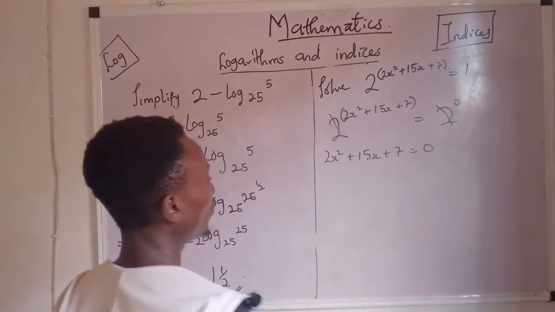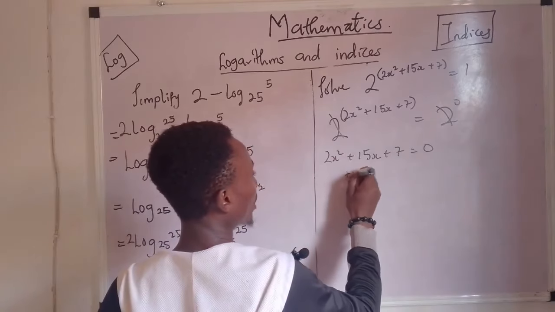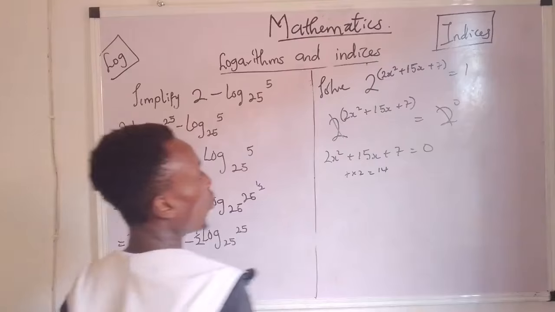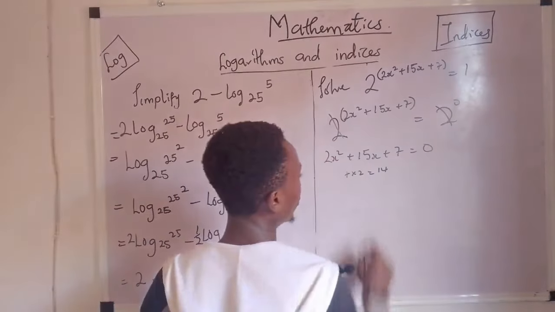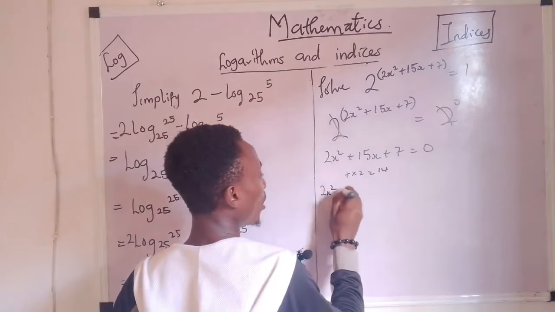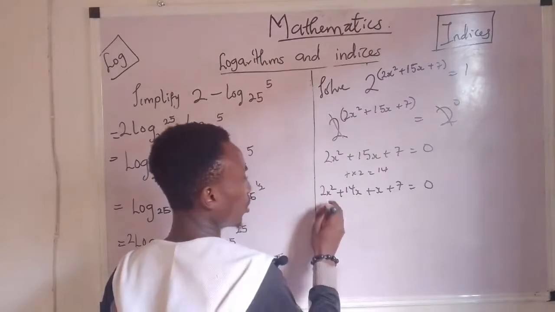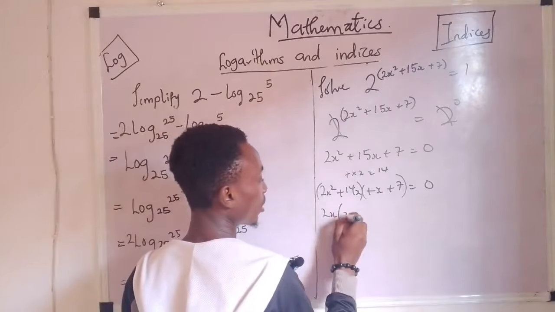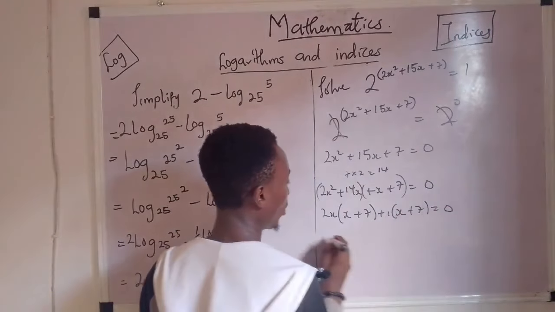Very quickly, let's factorize this. But we multiply a and c together first. 7 times 2 is 14. Now, what times what will give you 14 and, added together, will give us 15? That's 14 and 1, plus 14 plus 1. So you have 2x squared plus 14x plus x plus 7 is equal to 0. Now what's common between them? 2x, x plus 7, plus 1, x plus 7 is equal to 0.